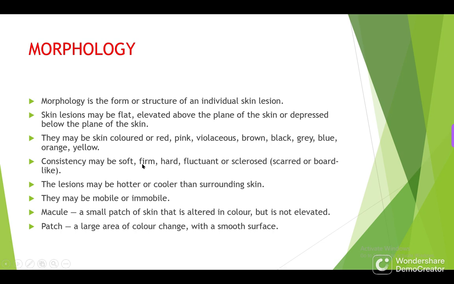Consistency, if you want to palpate it, may be soft, firm or hard, or fluctuant, or maybe sclerosed, scarred, or board-like. The lesion may be hotter or cooler than the surrounding skin. There may be a mobile type of lesion or an immobile lesion. Macular lesion: a small patch of skin that is altered in color but is not elevated. A patch is a large area of color change with a smooth surface. The patch is a colored patch.